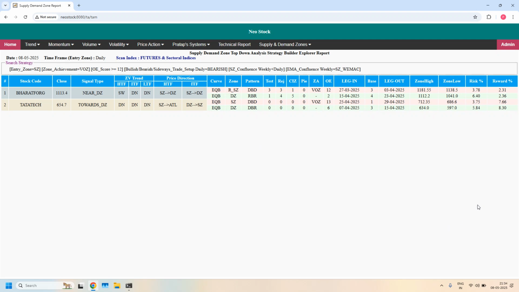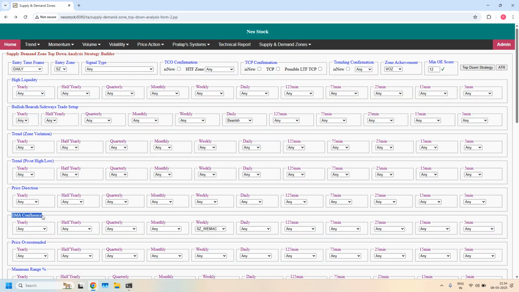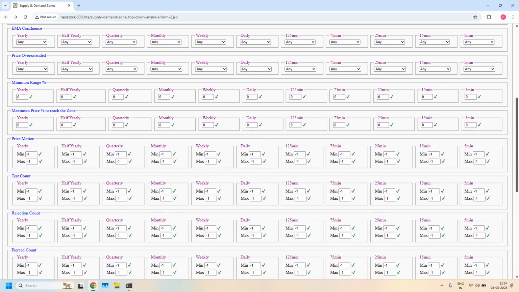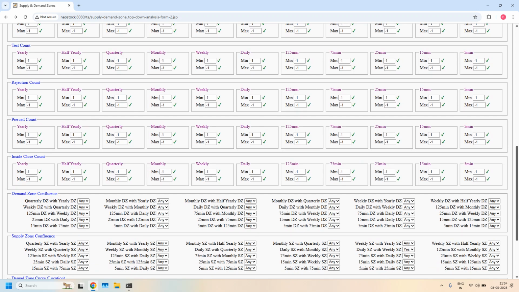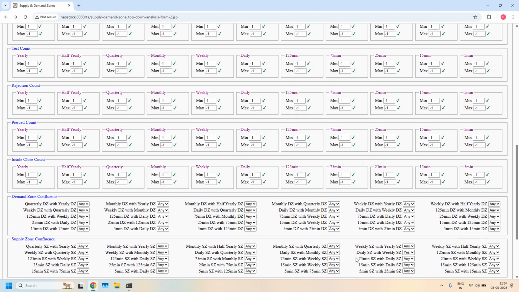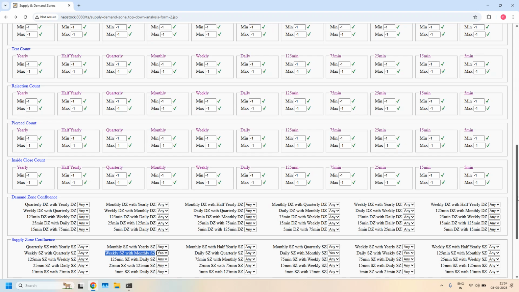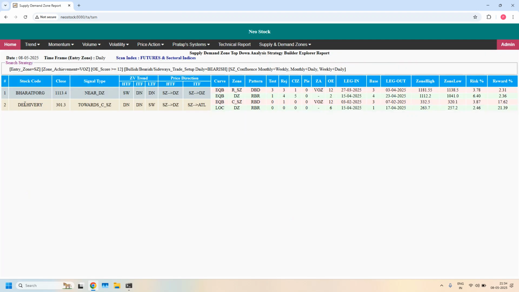Okay, next we will filter based on LTF, ITF and even HTF supply zone confluence. I am removing the EMA filter because it is ITF specific. Now we should focus even on HTF. So in the supply zone confluence, 3 filters we have to set. First filter, daily and weekly supply zone confluence enabled. Daily supply zone with monthly supply zone confluence. Weekly supply zone with monthly supply zone confluence. With all the 3 filters, we got 2 stocks.